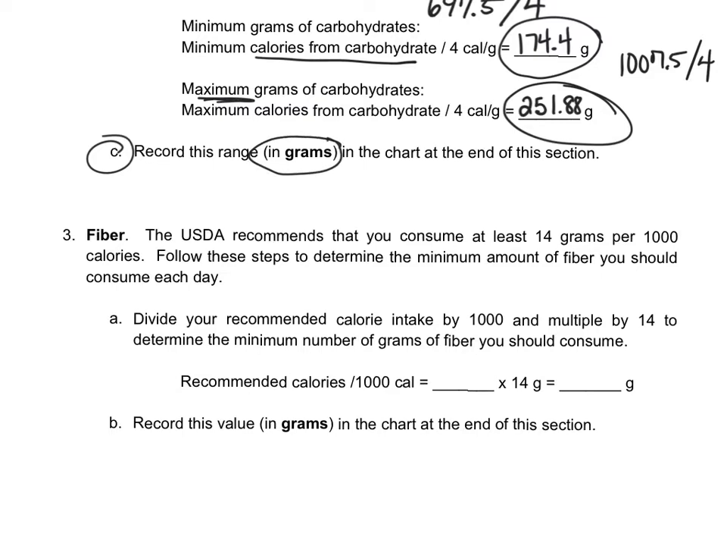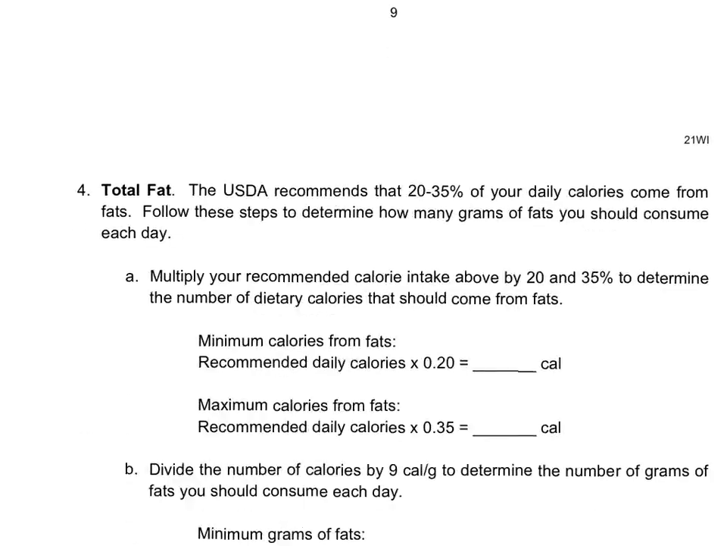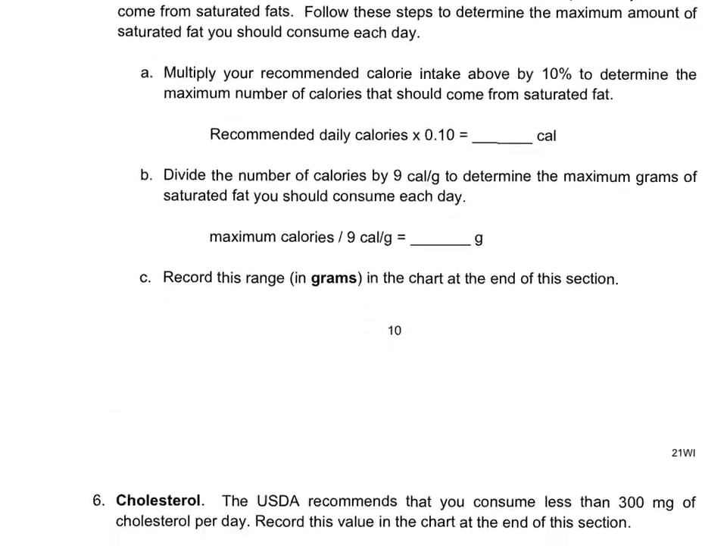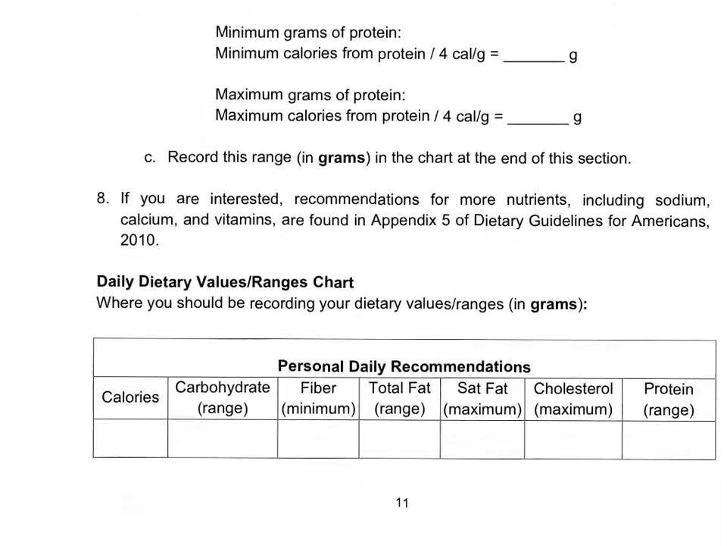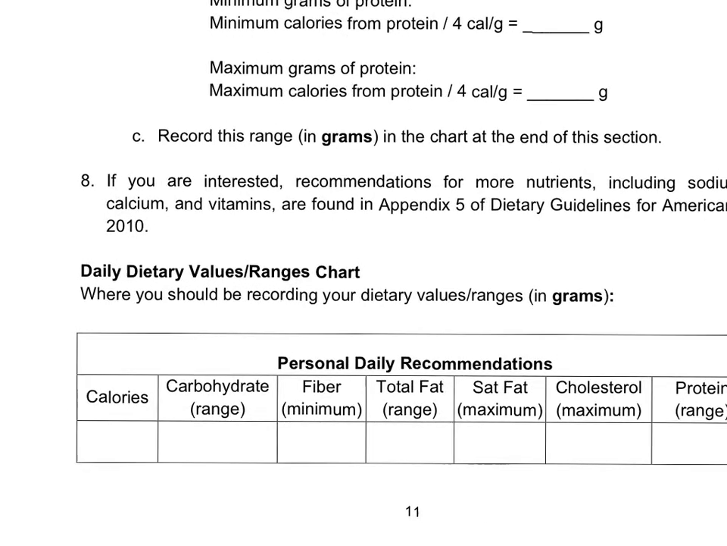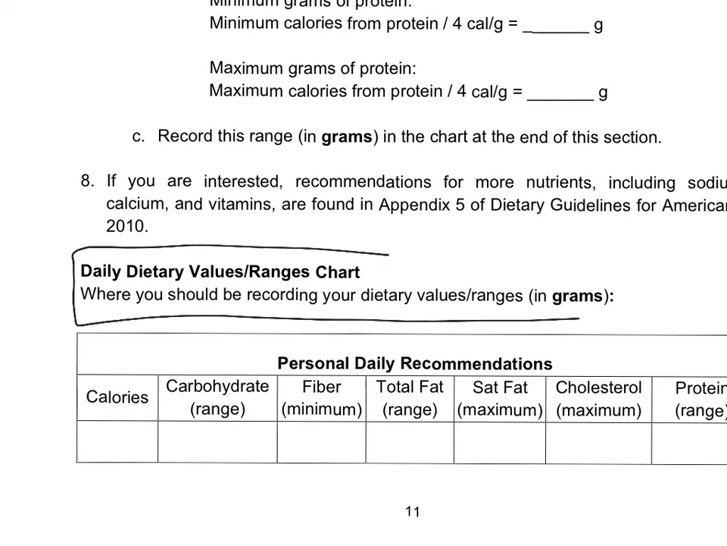so the grams right here, in the chart at the end of the section. So I'm going to scroll down there so you can see which chart I'm talking about. So I'm going to move past the fats and saturated fats, cholesterol, protein, down here. This area here is where you're going to be recording, and I remind you, in grams down here at the bottom. The only thing that's not going to be in grams, of course, is the calories. So you can just kind of bring the calories piece down. That's my 1,550 for the day.